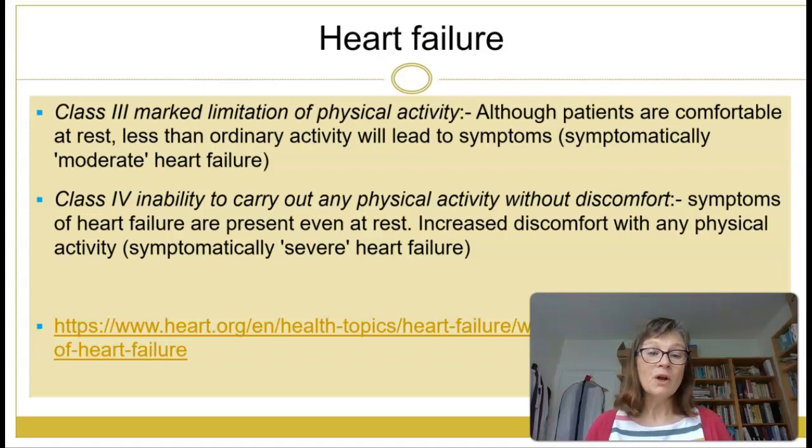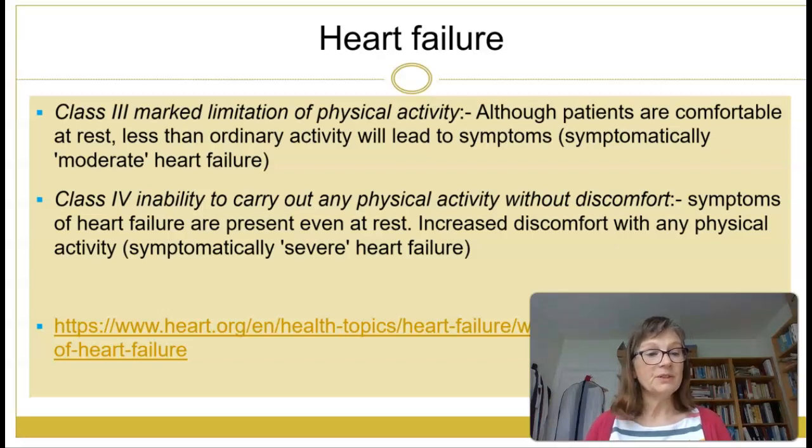And class 4, people have an inability to carry out anything physically active because it all causes symptoms. So even at rest, they'll be struggling. They will have breathlessness. And this is where you might see somebody who needs nutritional support. Breathing is difficult. People feel exhausted. Eating becomes a tiring thing to do. And people will often have swollen ankles and legs because the heart is not pumping the blood around as it would normally do.